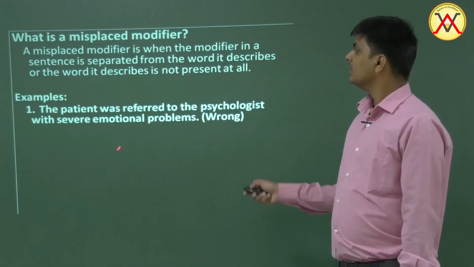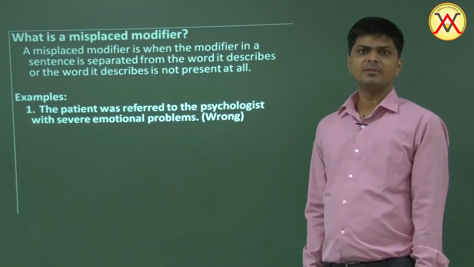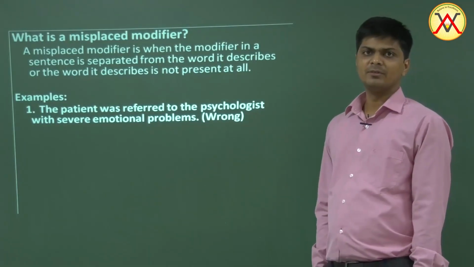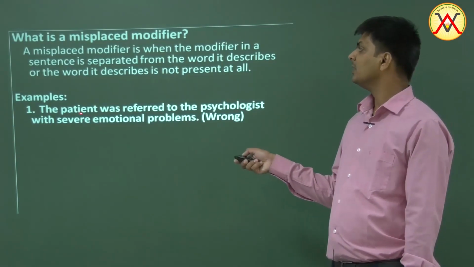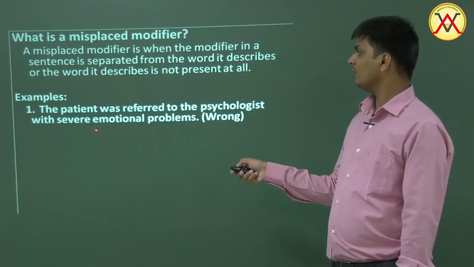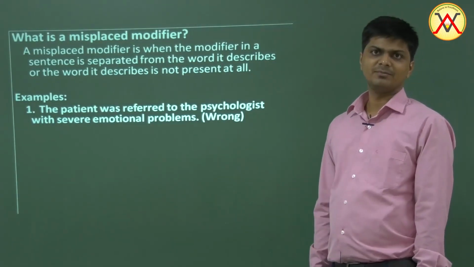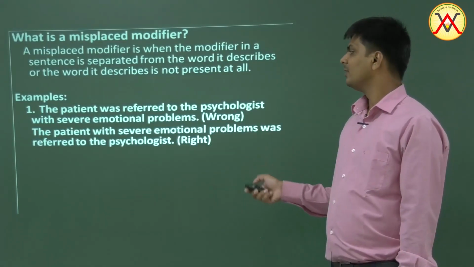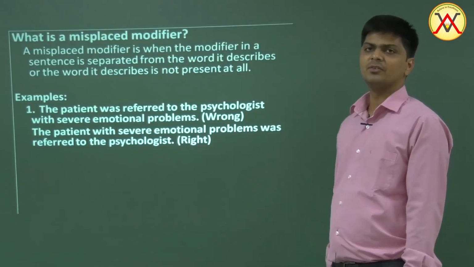For example, the patient was referred to the psychologist with severe emotional problems. Here, with severe emotional problems, who has these problems? Does the psychologist have them? No. Who has them? The patient has them. This phrase, with severe emotional problems, should be put close to the patient and not close to the psychologist. It should be: the patient with severe emotional problems was referred to the psychologist.